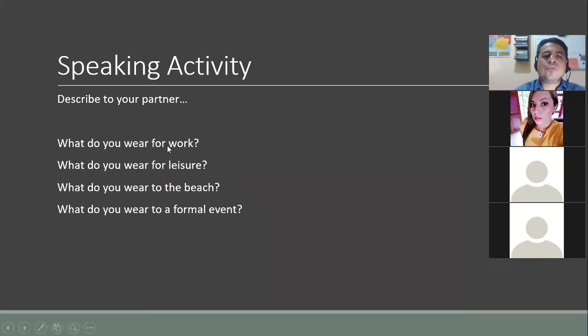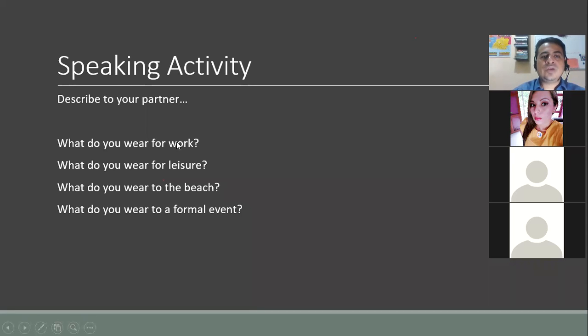What do you wear for work? What do you wear for leisure? What do you wear to the beach? La playa. What do you wear to a formal event? Something formal. Okay? ¿Preguntas sobre las preguntas? Do you understand? Yes? Okay.